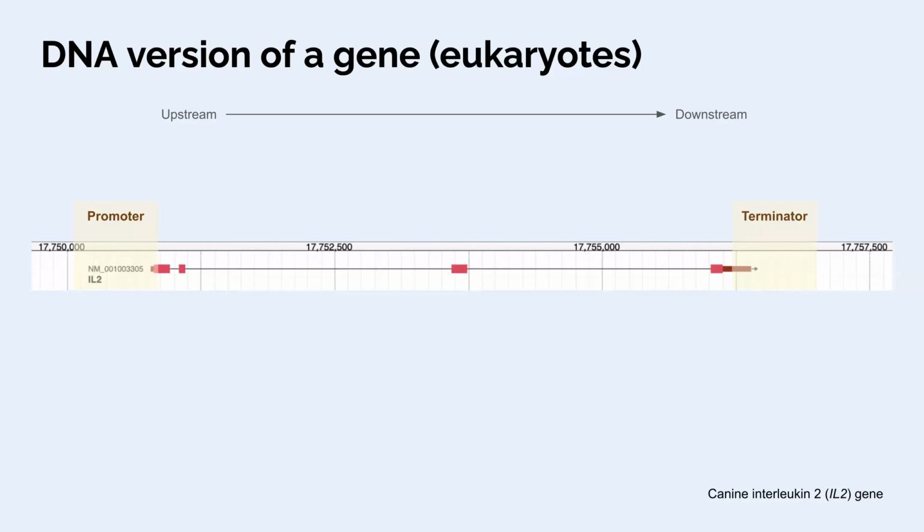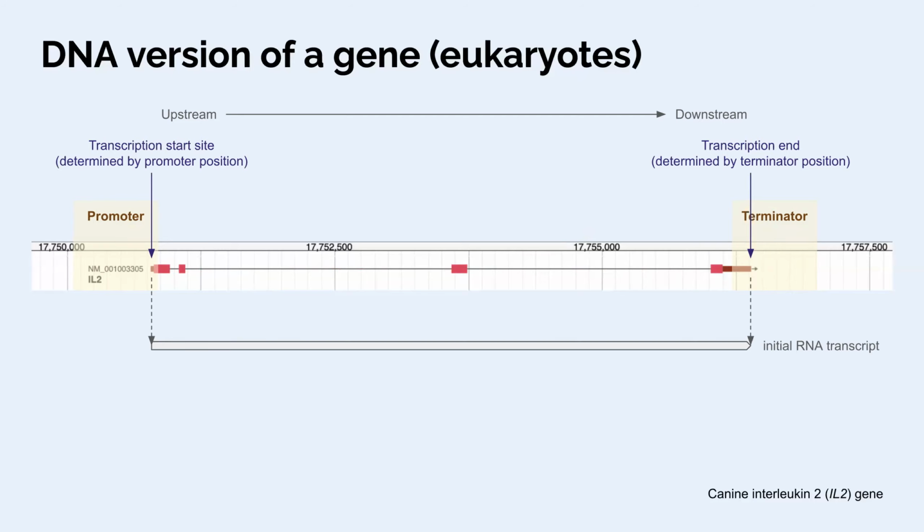So signals present on the DNA molecule would include the promoter and the terminator. So these are the signals that enable transcription to start. So I put the promoter pretty close to the transcription start site. That would be the first DNA nucleotide that is then transcribed into RNA. And then that RNA molecule is made from that point all the way to the terminator region, where that becomes the end of the RNA molecule. So promoter and terminator, they determine how long that first RNA molecule is going to be.